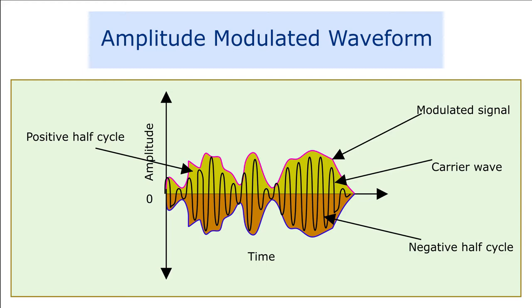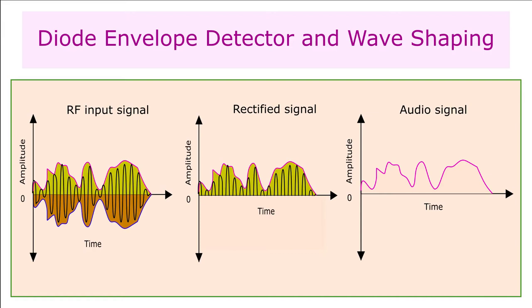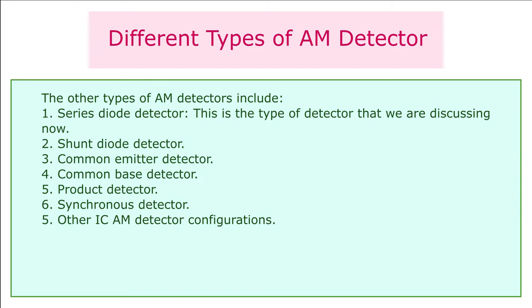In the diode envelope detector, the linear property of the diode is utilized for detection. It produces an output signal that follows the envelope of an amplitude modulated waveform, which constitutes the original modulated audio signal. There are many other types of AM detectors that are built into integrated circuits in some advanced radio receivers.